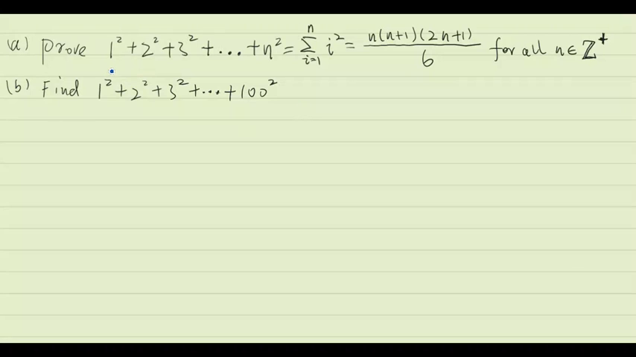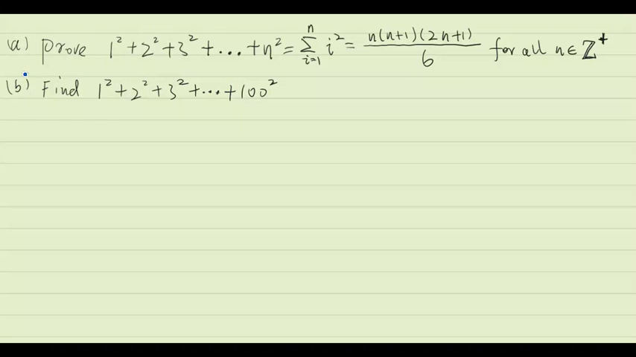In this video we use an example to talk about how to prove sequences. In this example, we can see 1 squared plus 2 squared plus 3 squared and so on, it's the sum from i equals 1 to n, added together. And in part B, we try to find the result if n equals 100.